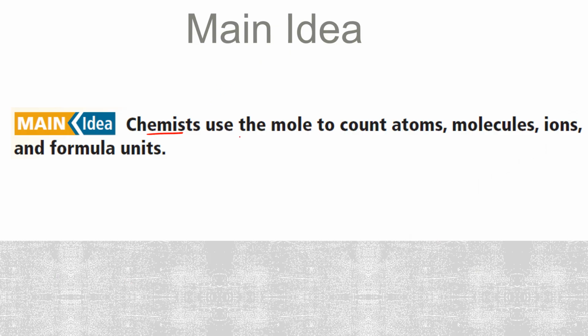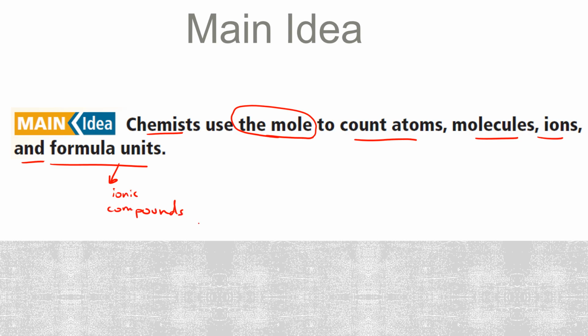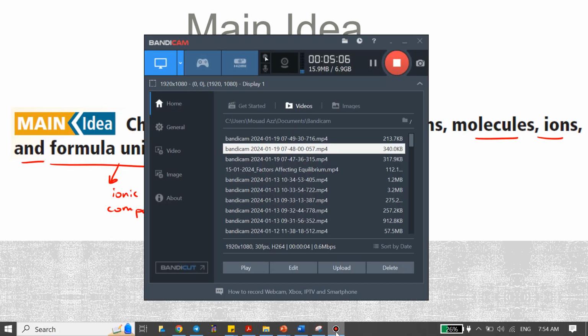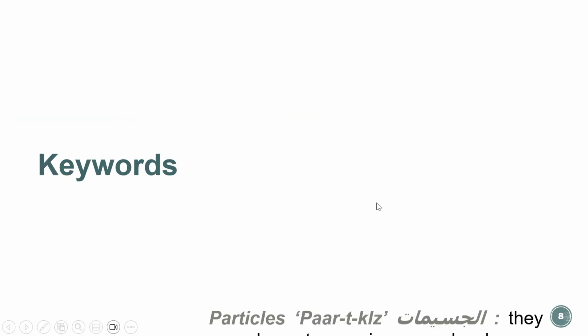So chemists use the mole to count atoms, molecules, ions and formula units. Remember, formula units are for ionic compounds. All right, so chemists use the mole to count atoms, molecules, ions, and formula units.